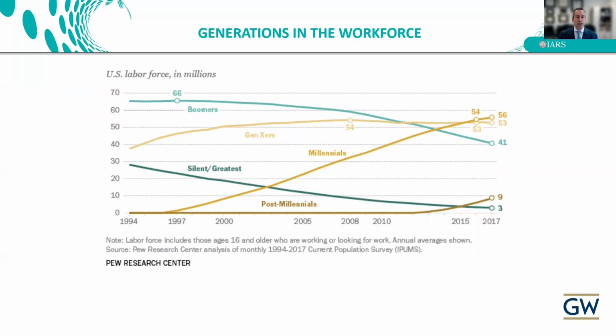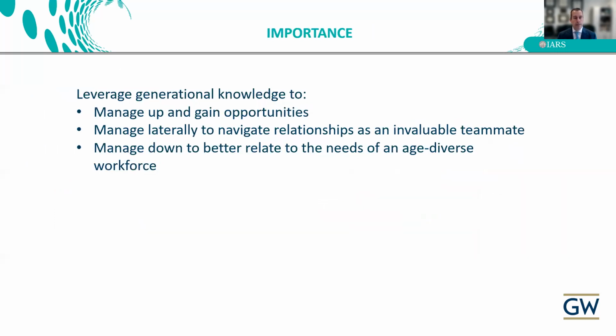You can see here from this graphic just depicting the workforce that over 90% of the workforce is represented by Gen X, baby boomers, and millennials. What we want to do today is think a little bit about, from a leadership perspective, how to manage up to gain opportunities in thinking about the generational preferences of those leaders. How to go laterally with your peers and be an invaluable teammate by understanding how to navigate those concerns and preferences of your colleagues. And then thinking about, as a leader, leading down to be able to manage adverse situations or to be able to bring your team together in an age-diverse workforce.